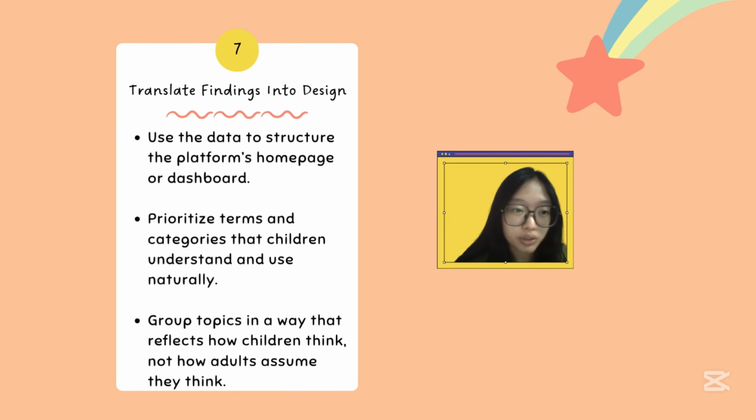The last step is to translate the findings into design. Use the data to structure the platform homepage or the dashboard. Prioritize the terms and categories that children understand and use naturally. Group topics in a way that reflects how children think, not how adults assume they think.